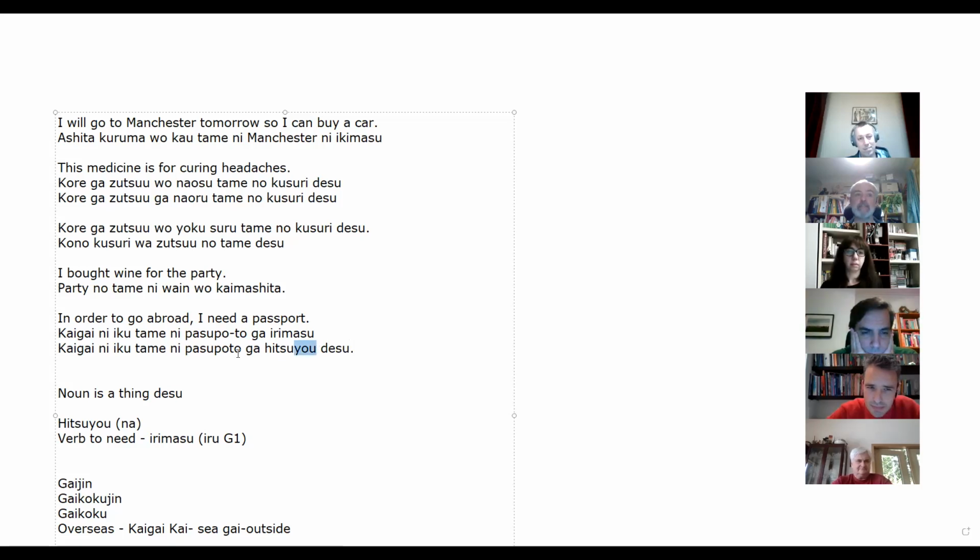The Chinese reading of this is irimasu. This is the same kanji. In fact, it's a funny word. Hitsu means necessary, and yo means necessary. It's very necessary.